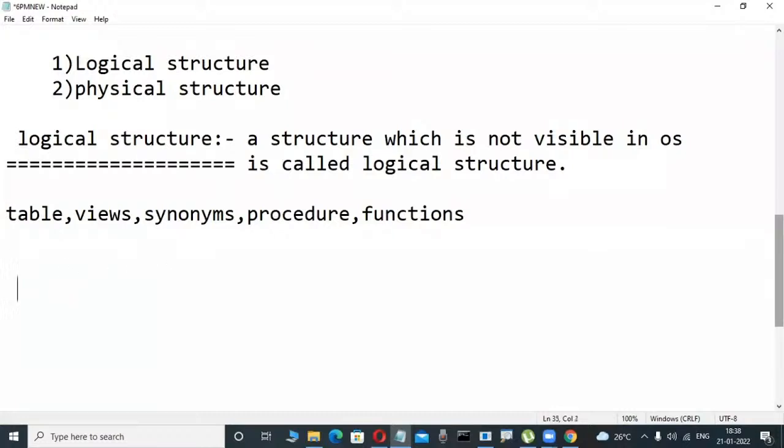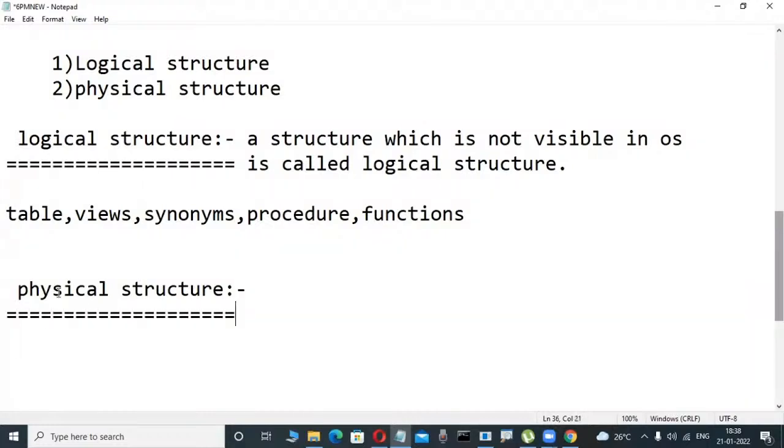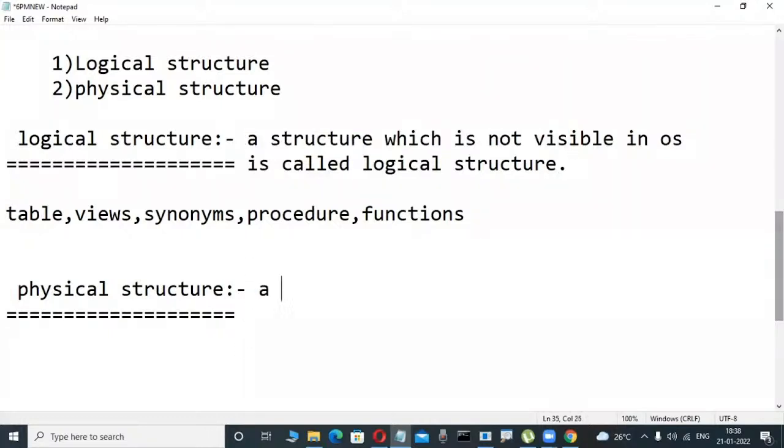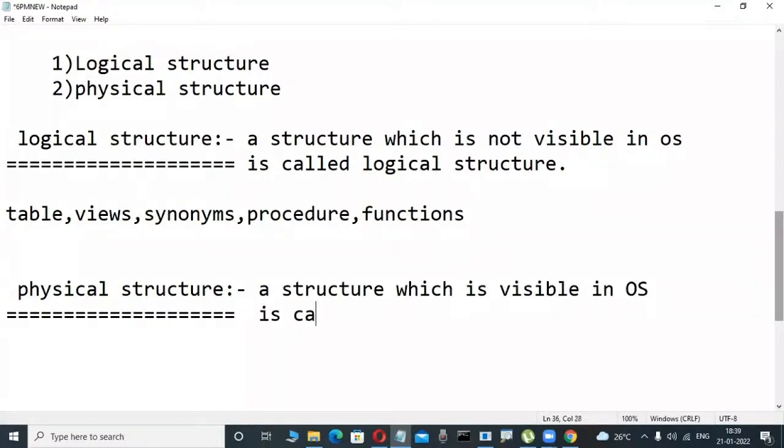Now observe it here. What is physical structure? Don't write it, just roughly observe. This is just for the idea. What is a physical structure? It is the opposite: a structure which is visible in the operating system is called a physical structure.